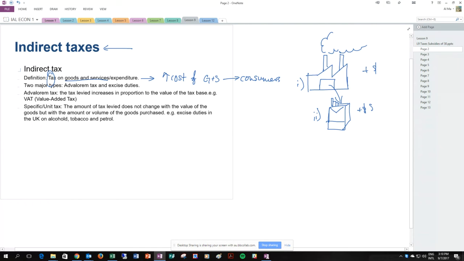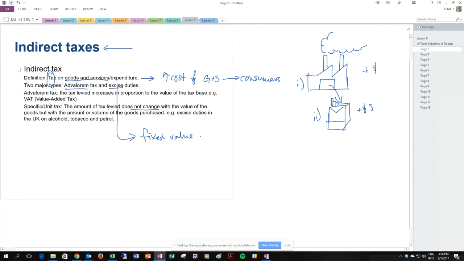Now, there's two types of taxes, obviously, right? One is what we call an ad valorem tax. The other is what we call an excise tax. Excise tax is the easiest, right, because that's basically a fixed value. Or, as we say, the value levied does not change with the value of goods and services.